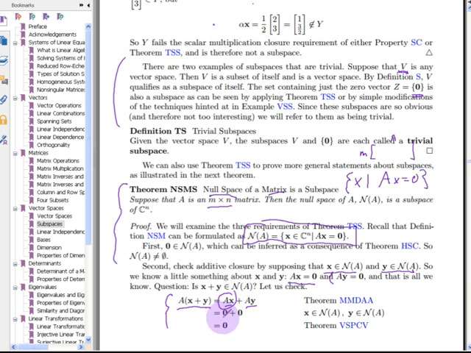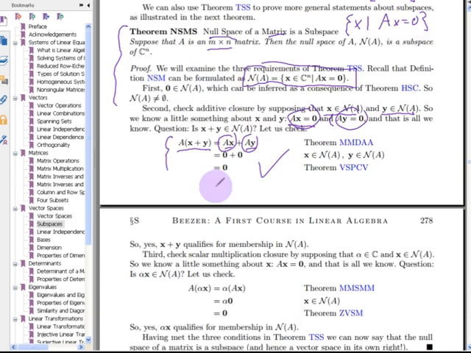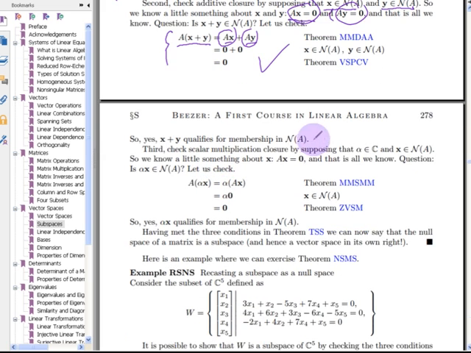We've seen this before. But Ax is equal to 0 because we have that as a hypothesis, and Ay is equal to 0 because we have that as a hypothesis. And 0 plus 0 is 0. So in fact, x plus y is also in the null space. x plus y also satisfies A times (x plus y) is equal to 0. Okay? Now we have to do the same thing for multiplicative closure.